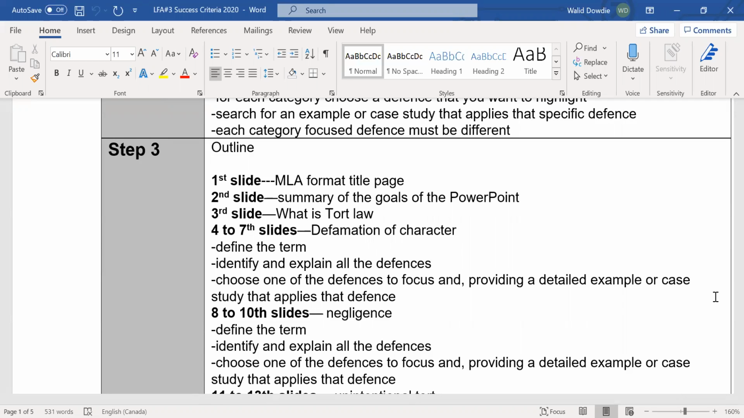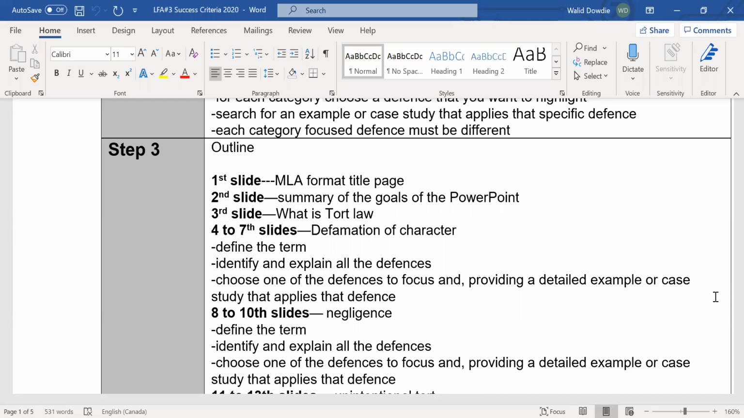Then for slides 4 to 7, you're going to talk about the definition of character. You're going to define the term. You're going to identify and explain all defenses. Choose one of the defenses to focus on, providing a detailed example or case study that applies to that defense. So if there are 4 different types of defenses for defamation of character, you're going to focus on one of them, either the truth or fair comment or whatever it is, right?